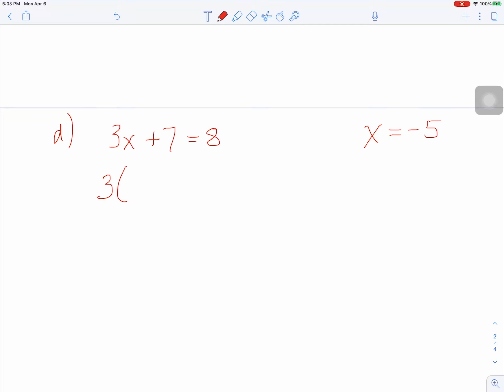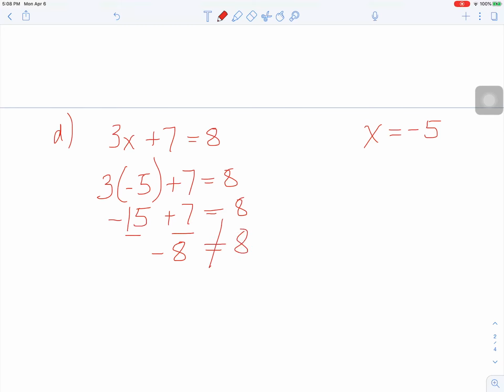Well, again, we put it in. 3 times -5 plus 7 equals 8. So we wind up getting -15. -15 plus 7, does that equal 8? Well, no, -15 plus 7 would bring you up to -8, and -8 does not equal 8. So, no, this is not a solution. All right, moving on to E.